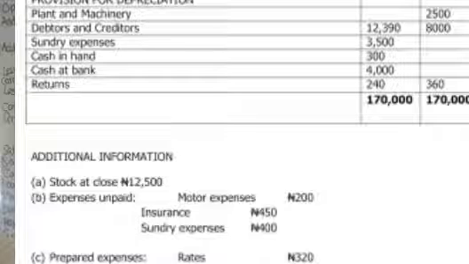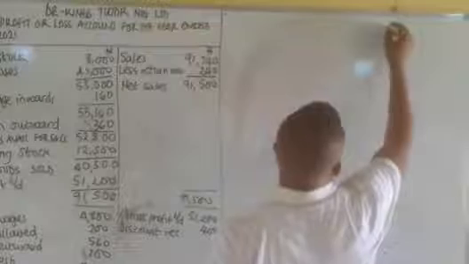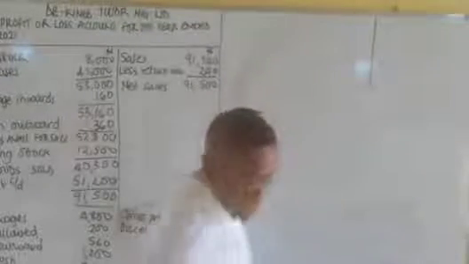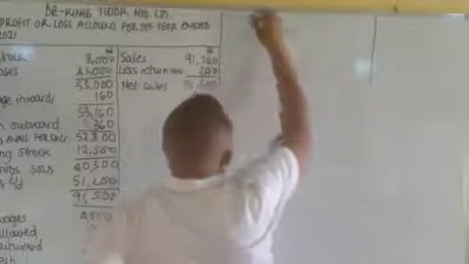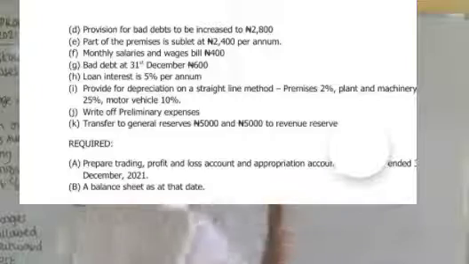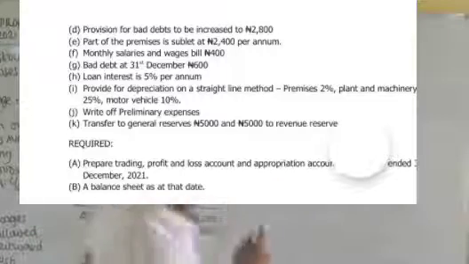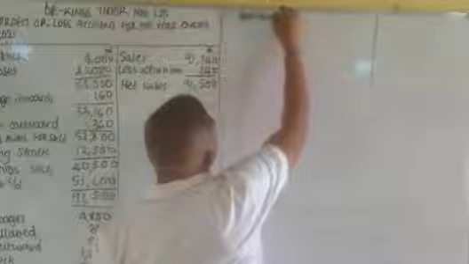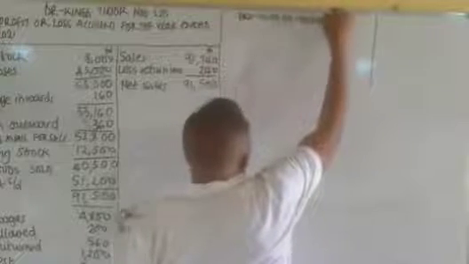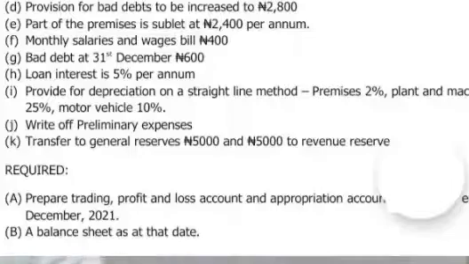The next one, we have bad debt. Bad debt, which is 600 in the additional information. Okay, so we'll come over to this point. The next one, we have provision for bad debt. They said the increase. I told you the increase is what is coming here, which is 800. They say increase to 28. So the difference is what will come here.